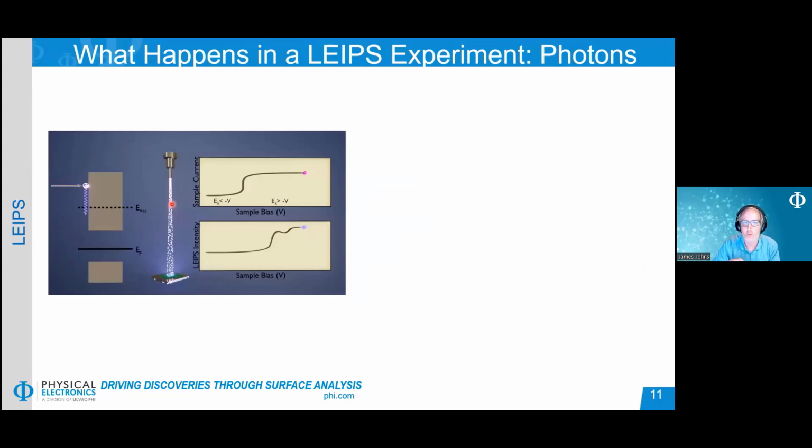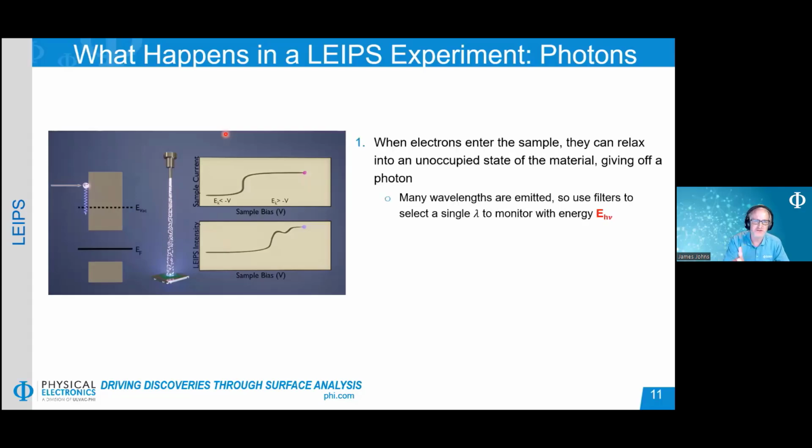Now let's look at what happens to the photons. So here we have our electron beam coming down, and when they come into the sample here, so here's the conduction band of the sample and the valence band, the electrons get to the conduction band of the sample, they can relax and emit a photon when they do so. Now, this electron can relax down to here, or here, or here, or here. And so it can emit many different wavelengths of light. We're going to use a bandpass filter to just select one. We're just going to look at one wavelength.